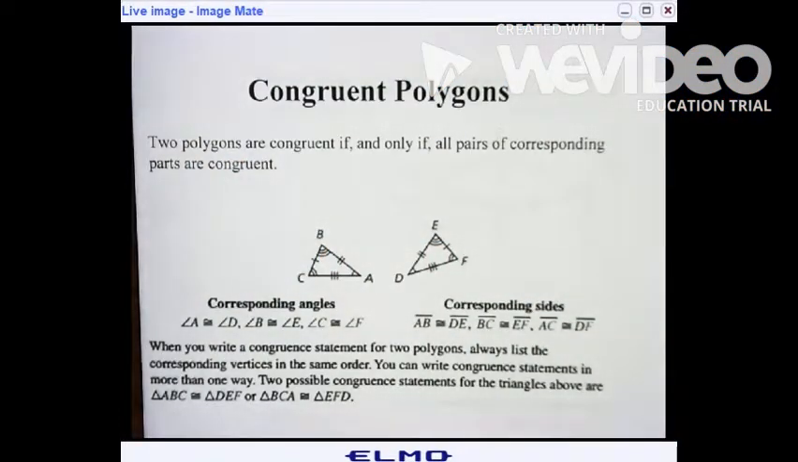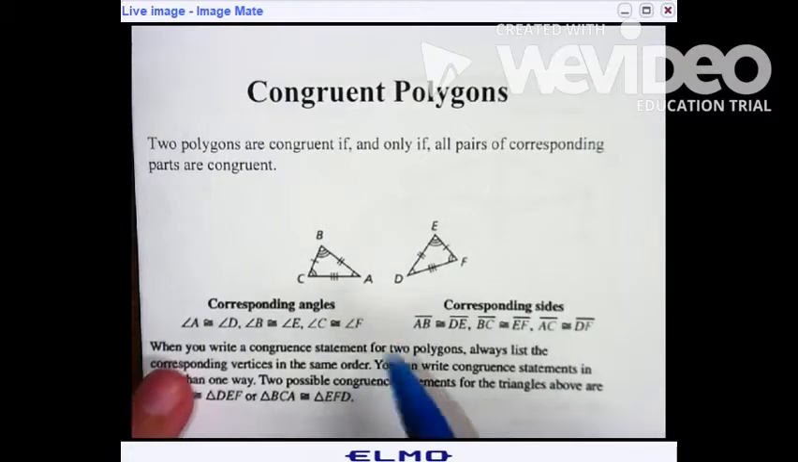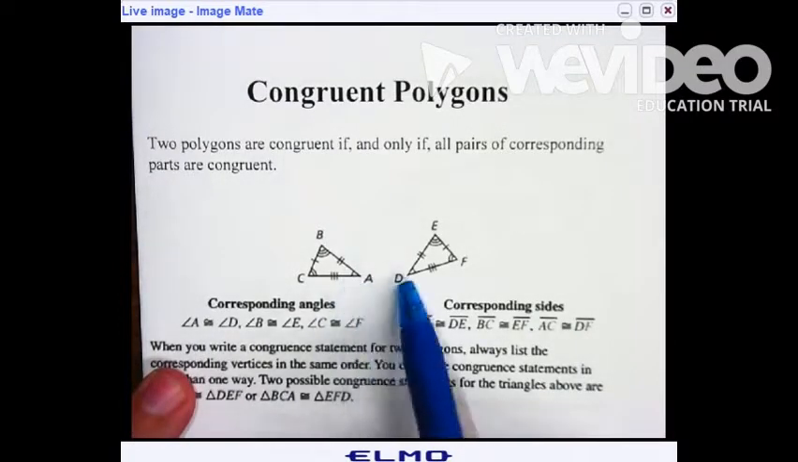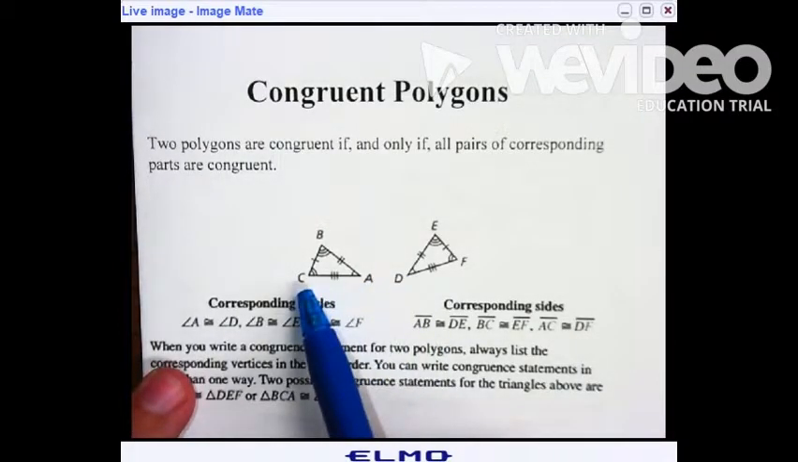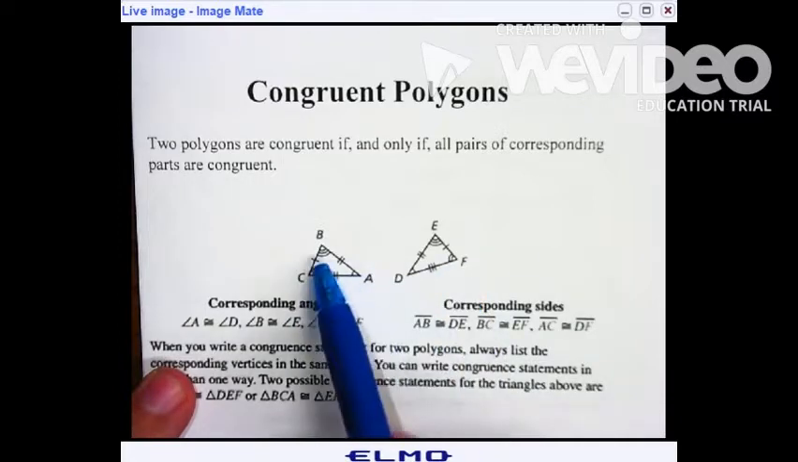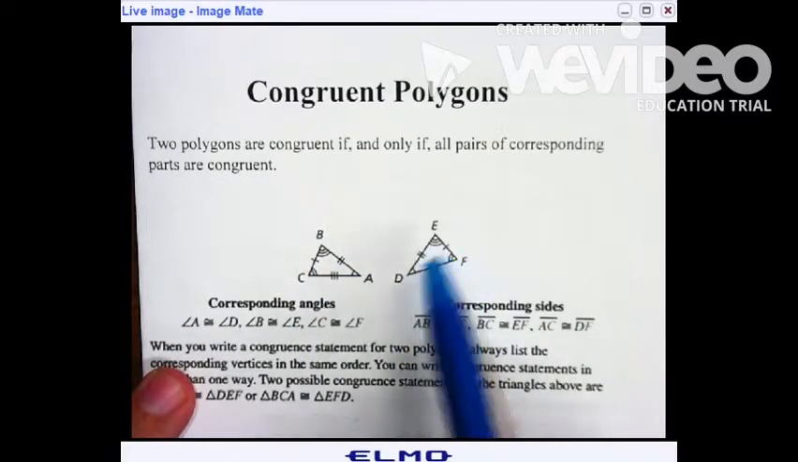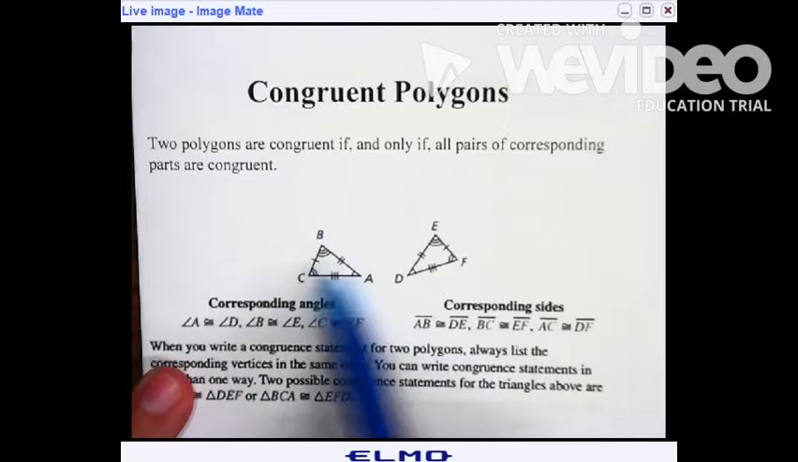Hello, class. Today what we are going to talk about is congruent polygons. Two polygons are congruent if and only if all pairs of corresponding parts are congruent. What does that mean? You see here in triangle ABC and triangle DEF that angle A and angle D are congruent. Angle C is congruent to angle F. Angle B is congruent to angle E. These angles correspond with each other.